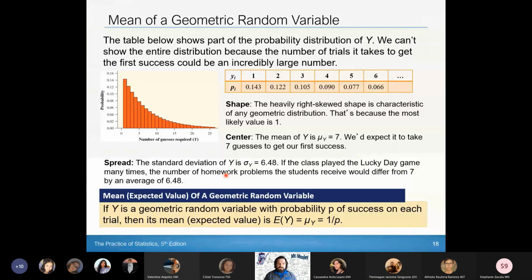To calculate the mean or expected value of a geometric random variable is one of the shortest calculations we have. If y is a geometric random variable with probability p of success on each trial, then its mean or expected value is 1 divided by the probability of success. It's just that simple. 1 divided by p. Because we have a 1 in 7 chance of being successful, 1 divided by 1 over 7 is 7.